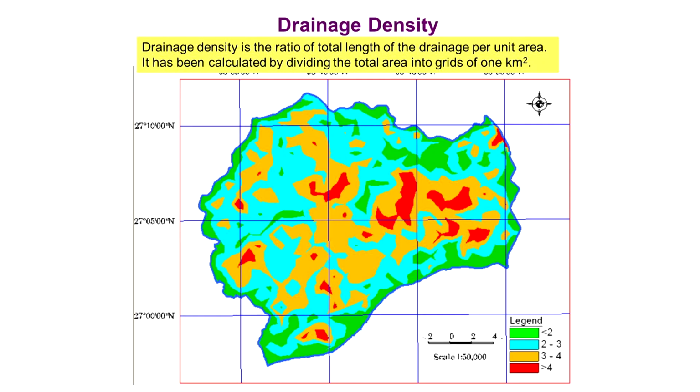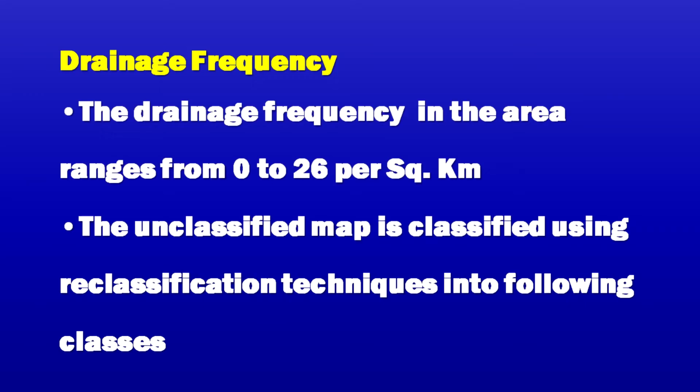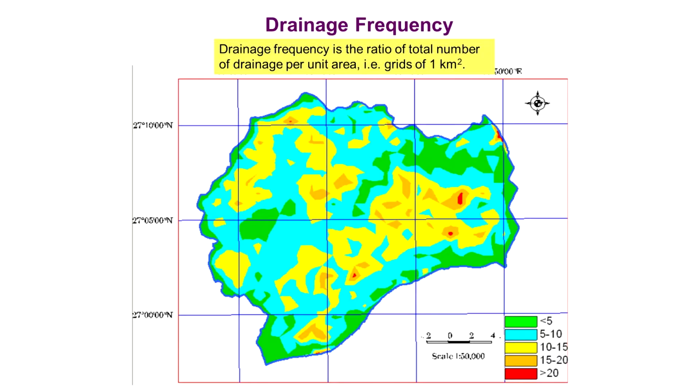Then this is the drainage density map, which shows different categories of less than 2, 2 to 3, 3 to 4 and more than 4. Drainage frequency. Drainage frequency in the area range from 0 to 26 per square kilometer. The unclassified map is classified using reclassification techniques. As we can see here in this thematic map, the drainage frequency is less than 5, then 5 to 10, 10 to 15, 15 to 20 and more than 20.